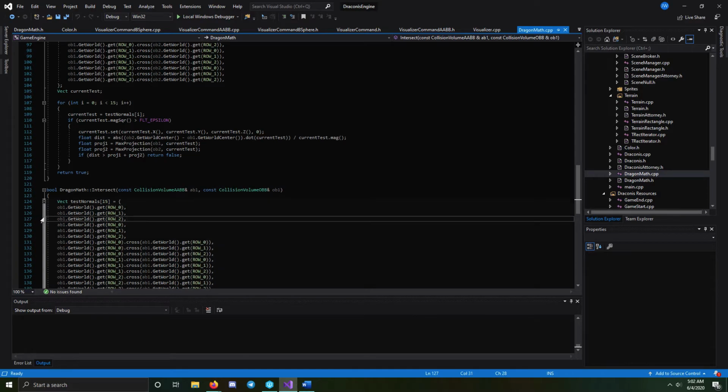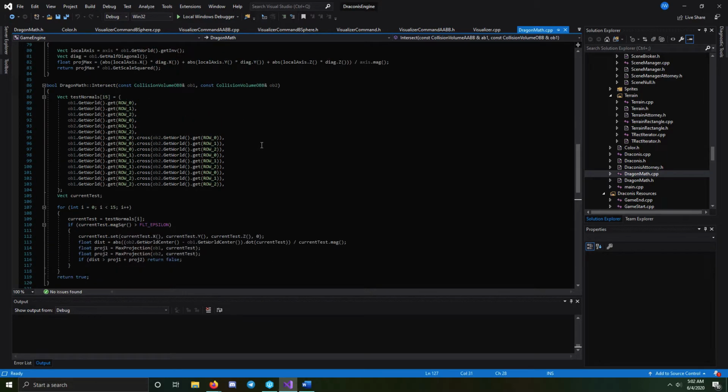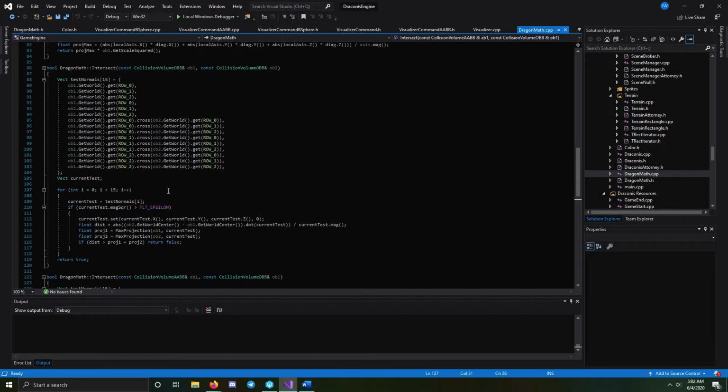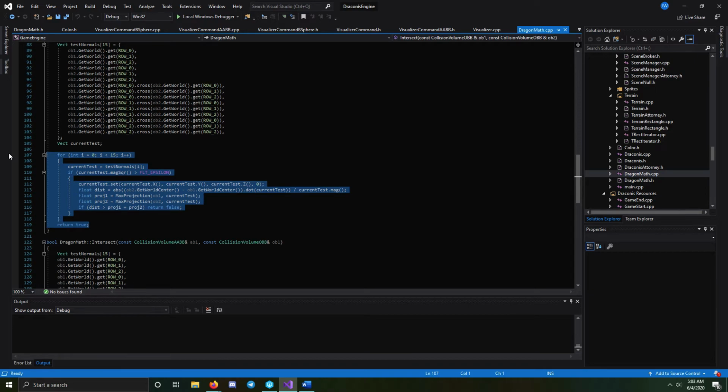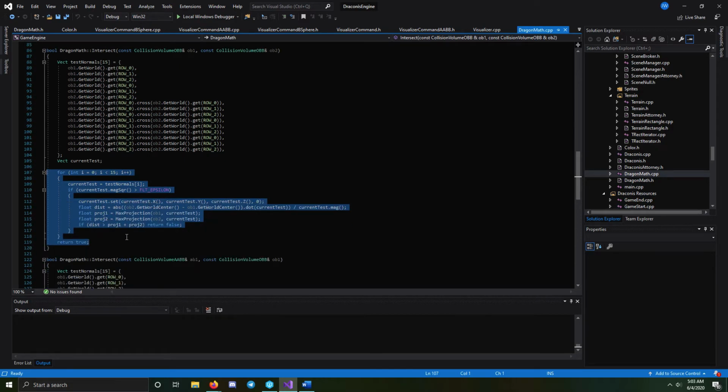I know you say that every method should be no more than a few lines, but the OBBs are kind of the exception. To be fair, the only reason they're so long is because we have this massive initialization where we get all of the normals that we're going to be testing against, or rather the axes that we're going to test against. And then this is the only actual testing part of the function. So it looks like a lot, but the actual math part of it isn't too big.